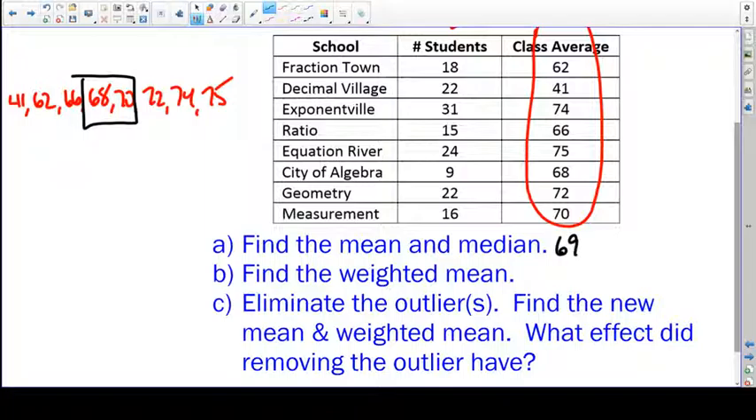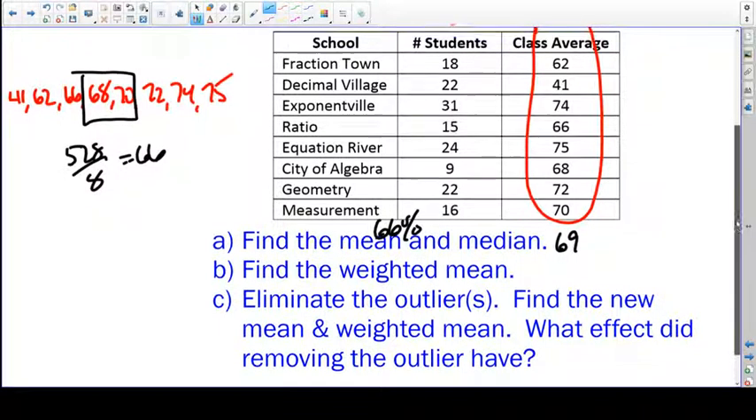That's the median. Now to find the mean, we're going to add them all up and divide by 8. So 41 plus 62 plus 66 plus 68 plus 70 plus 146 plus 75 gives us 528. We divide that by 8, and we get 66. So the mean is 66. The median is 69.